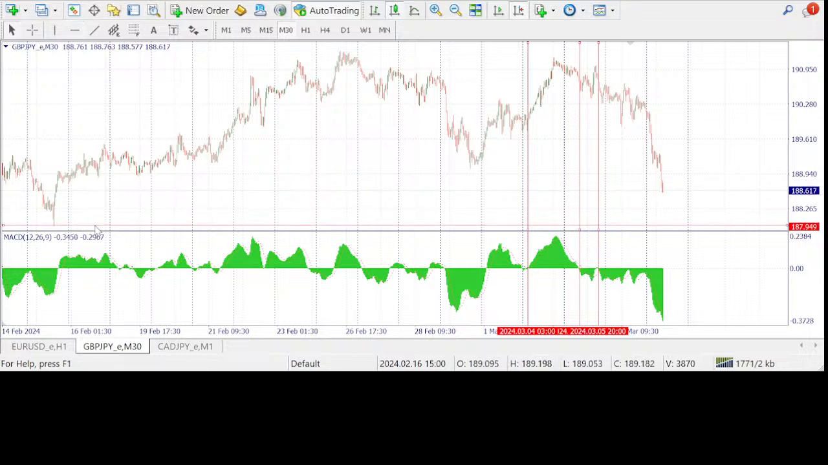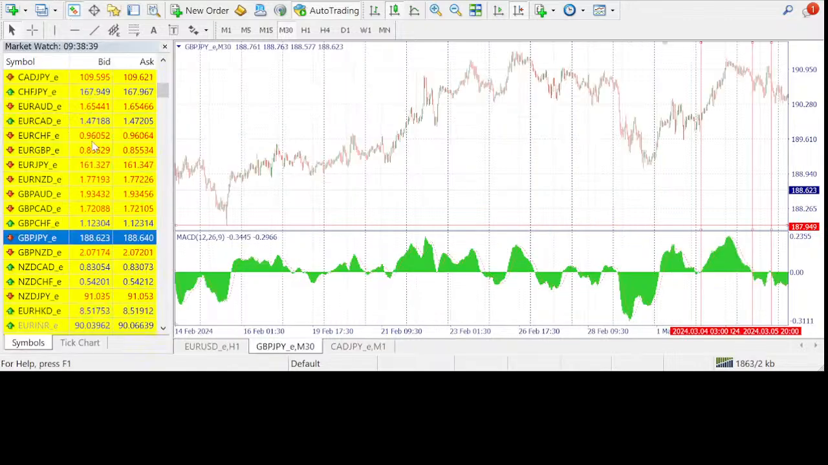187.949, which is this line here. So as it is now, while we have the MACD being below 0, we are looking for sell positions, expecting the sellers to continue to push us downwards, at least up to around 187.949. So that's my opinion on that chart.